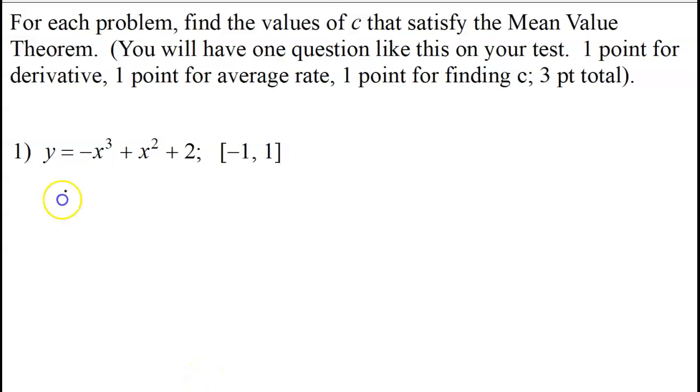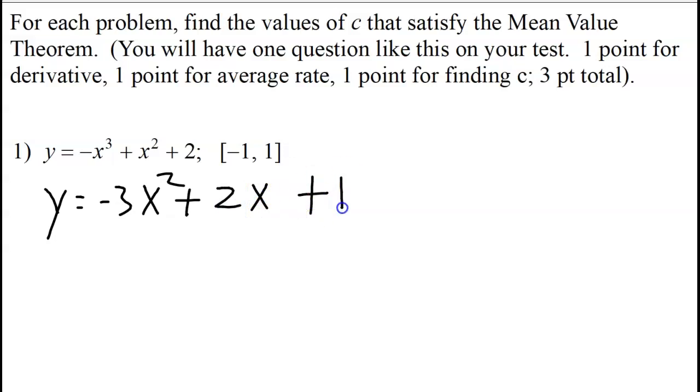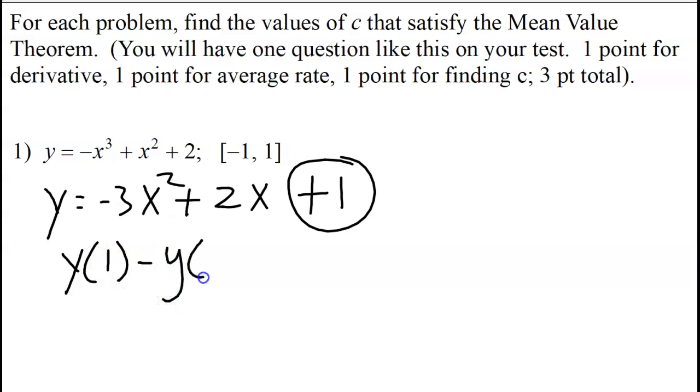So the first thing we're going to do is find our derivative, which would give you your first point. So make sure you have that recorded on your papers. The next thing you're going to do is calculate the average rate of change. To do that, we need to figure out what is y of 1 and y of negative 1. And to do that, we're going to plug 1 into the original equation.